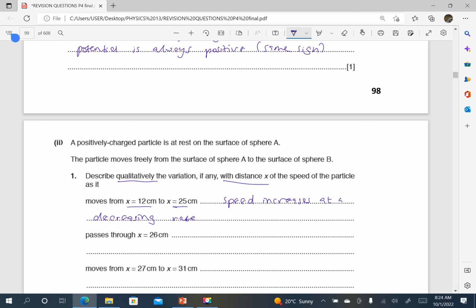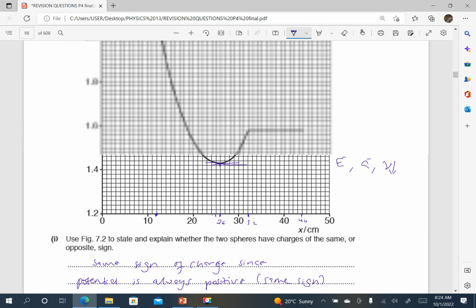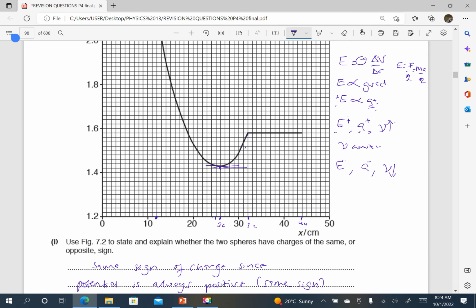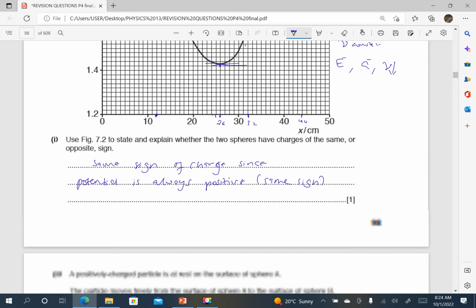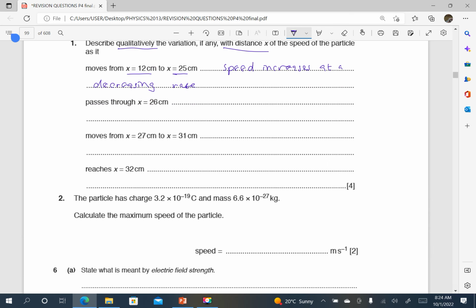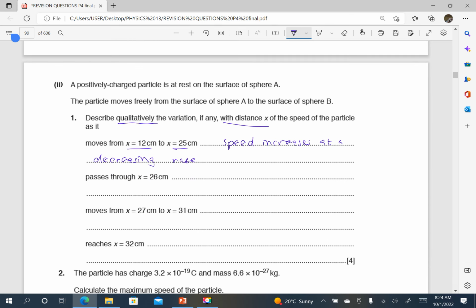Then at x equals 26, we have seen at 26 centimeters, the tangent will be a horizontal line. The gradient is 0. It means E is 0 at that point. Acceleration is 0. When acceleration is 0, it means we have reached the maximum speed because the speed was increasing. So here speed is maximum. The acceleration is 0. E is 0.